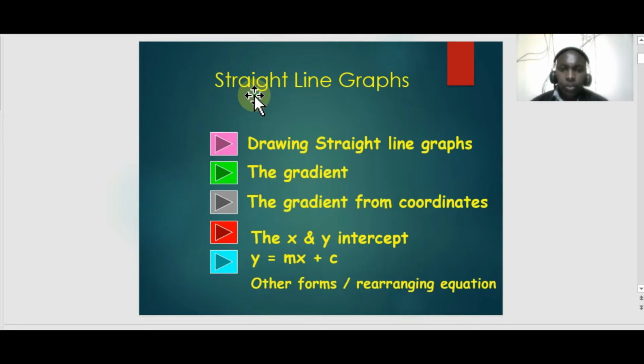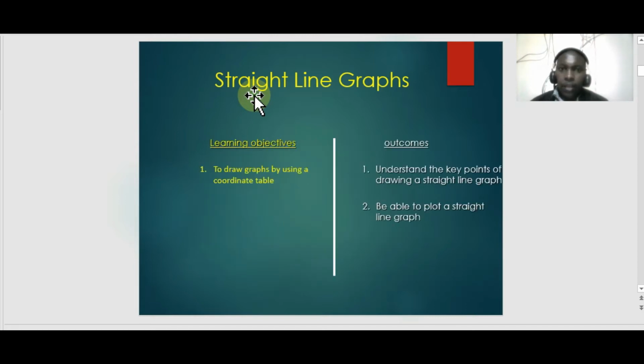And also you're going to look at the equations of straight lines in the form y is equal to mx plus c. I'm also going to look at other forms of equations as well as rearranging equations which are not in the form y is equal to mx plus c. The first thing that you're going to begin, as introduced, is the straight line graphs.